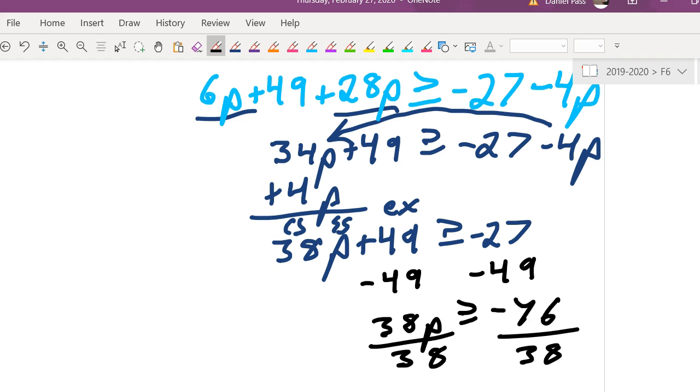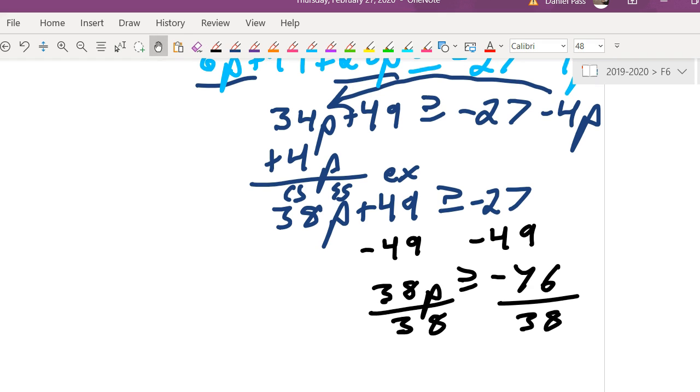Okay, do we change the inequality sign? Are you sure? Positive. Yep, he's right. We keep the sign the same because we're dividing by a positive 38. Even though there is a negative here in this problem, we're not dividing both sides by a negative.